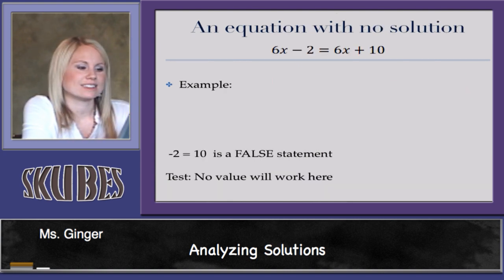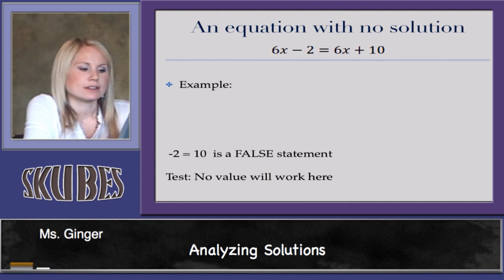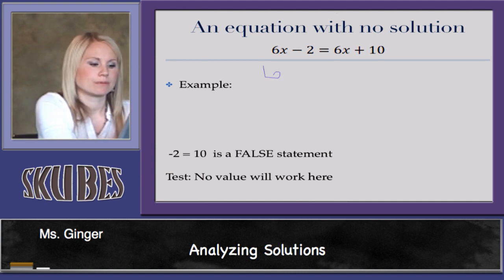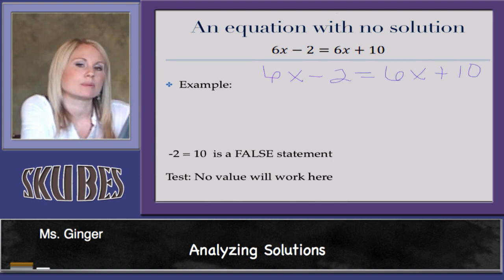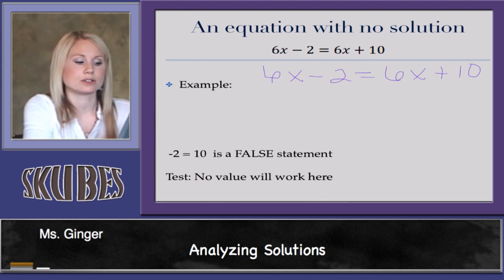Alright, and here's our last example. 6x minus 2 equals 6x plus 10. Now you can see the top here, I've kind of given it away. This is an equation with no solution, and I'm going to show you why. Think about the opposite operations we're going to use to get our variable by itself. We need to move them to one side of the equal sign so that we can combine those like terms.